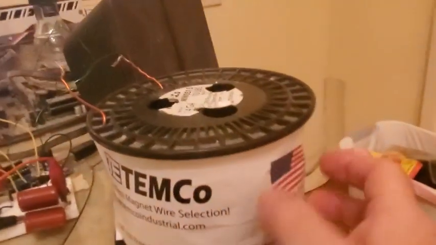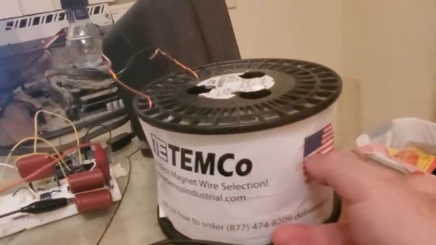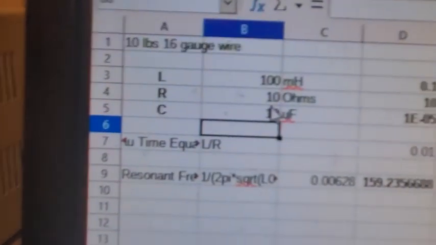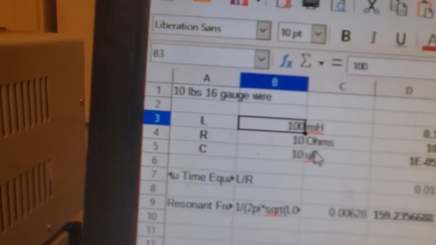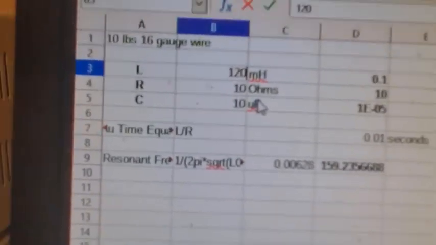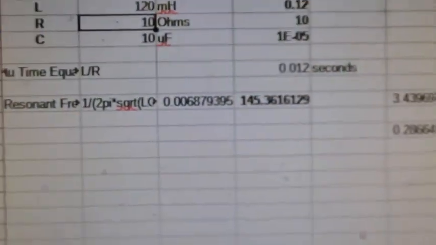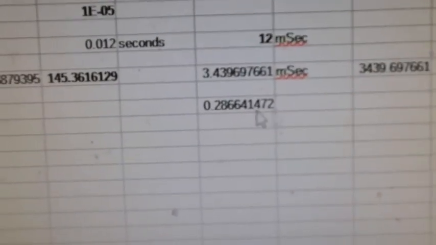Well, one way is, for instance, with this coil, if I wound it more flat like that, you're going to stay at 10 ohms, and this will go to like 120 millihenries. So you want to get the maximum inductance you can out of a given length of wire. Let's put it back to 100.